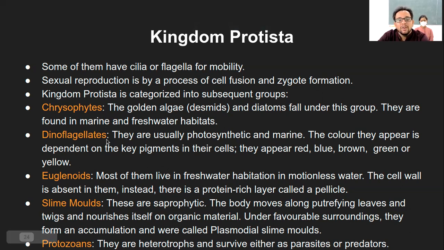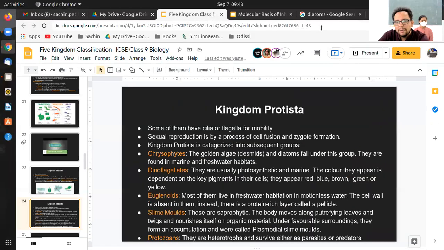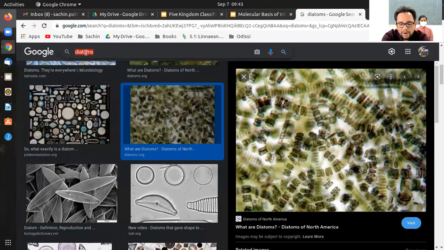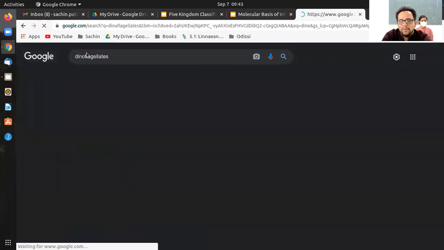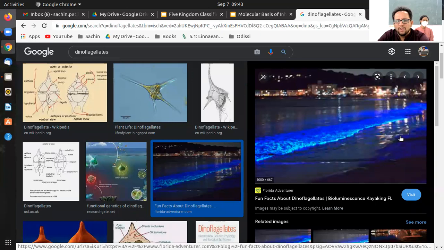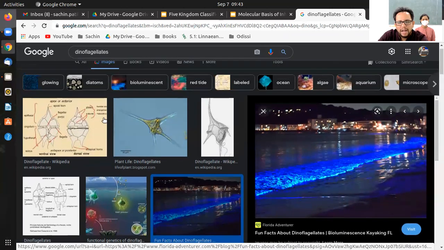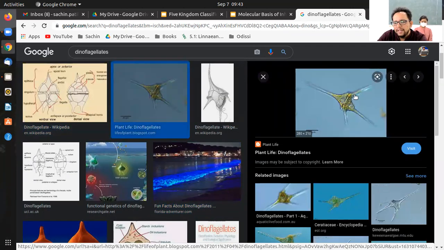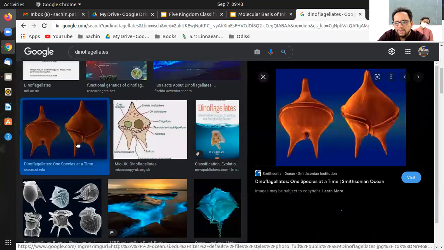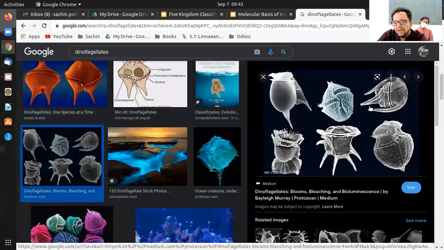So that is chrysophytes. Then dinoflagellates. Dinoflagellates are usually photosynthetic and marine, that means they grow in aquatic bodies. They can have different color pigments, and that's how their colors will be different. Dinoflagellates are very interesting, and I'm sure you would have heard of this phenomenon. You might have heard of a sea beach looking colorful at night, and the reason is the presence of blue dinoflagellates there. They ideally look something like this, and they can have different shapes. These are all different types of dinoflagellates.